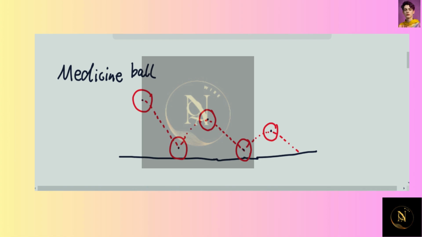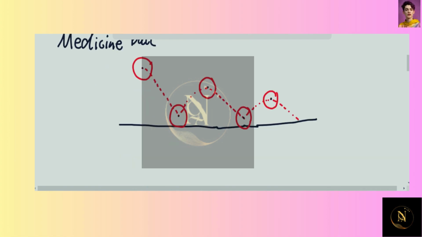And then this is the graph of the motion for the medicine ball. As you can tell, the equilibrium position should be when the medicine ball is on the ground, okay? Let me use a different color. So the equilibrium position should be this one and this one. Equilibrium.